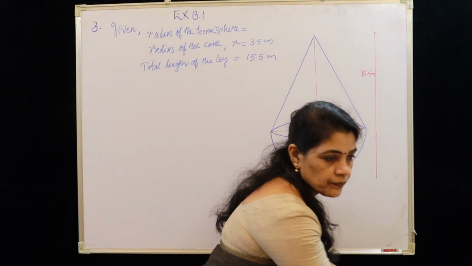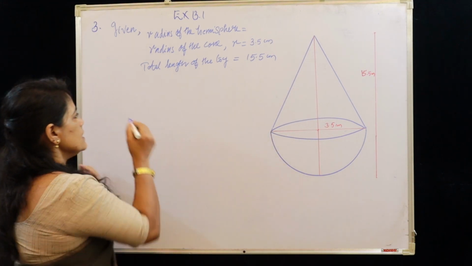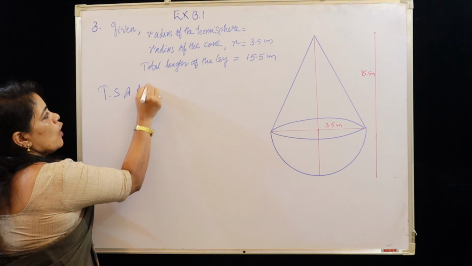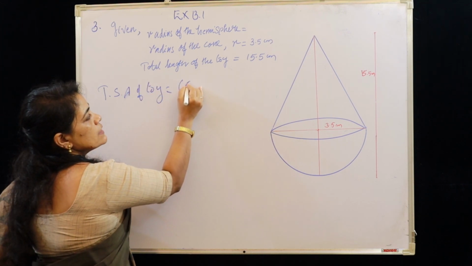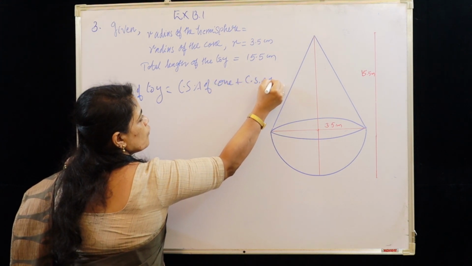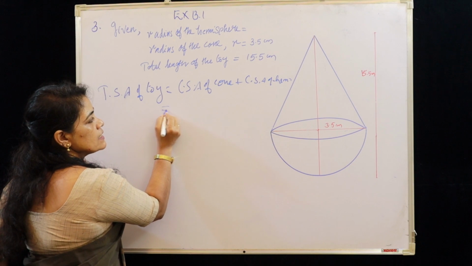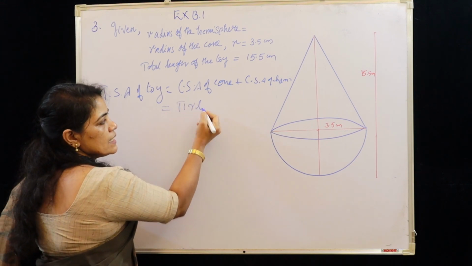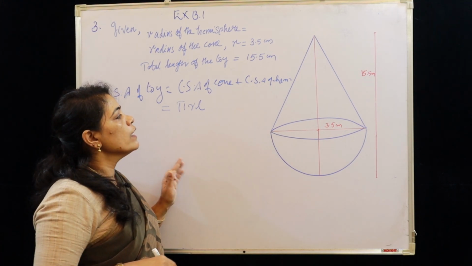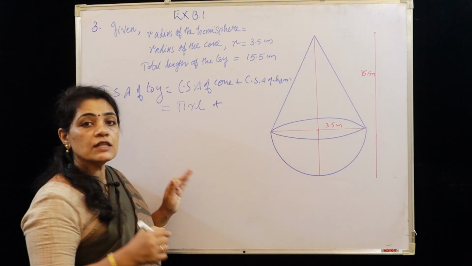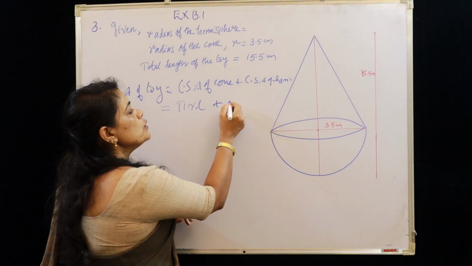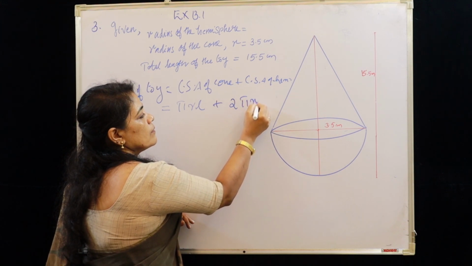So for that, what is the CSA of a cone? TSA of the toy is equal to CSA of cone plus CSA of hemisphere, that is pi RL, which is the CSA of the cone. Learn the formula, children, that is very important. Plus the CSA of the hemisphere, that is 2 pi r square.